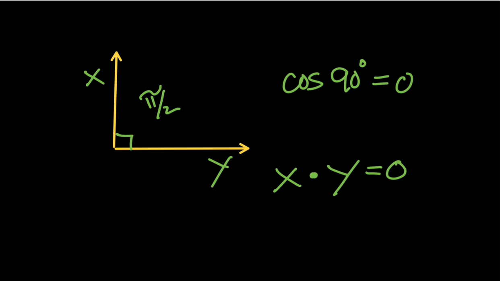Now that's all for now. I will discuss the other way that we can multiply two vectors, which is the cross product.